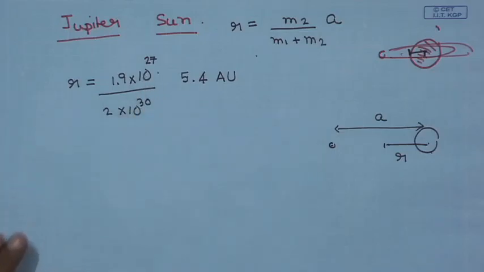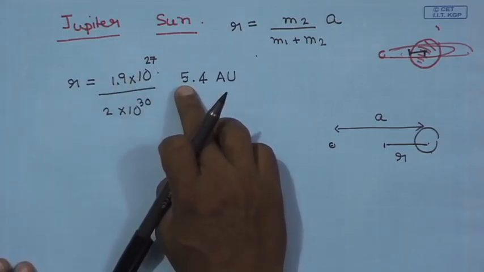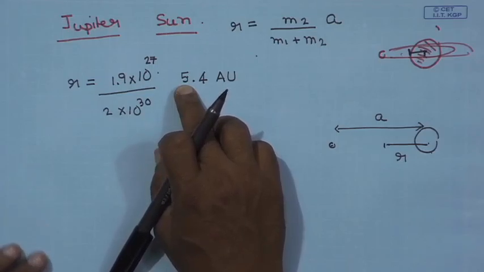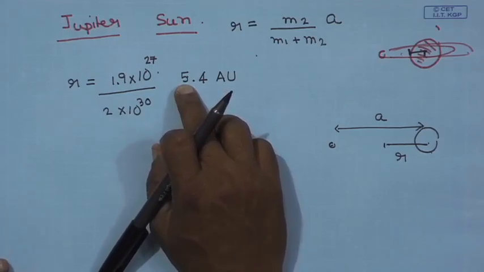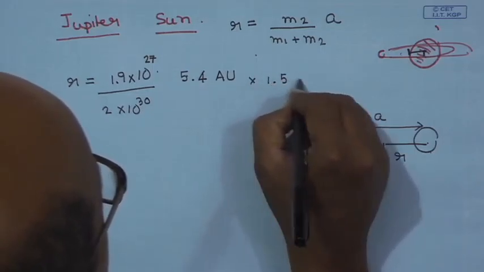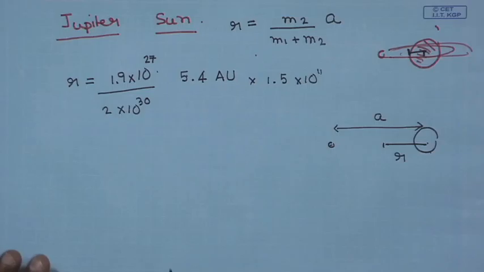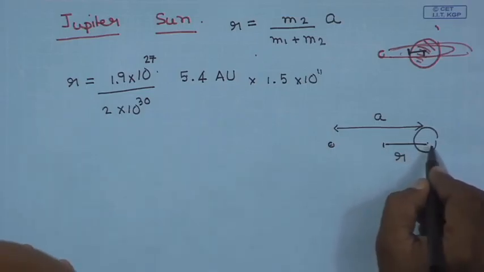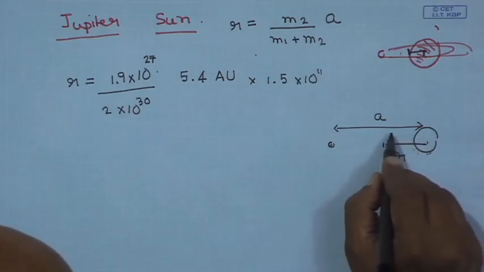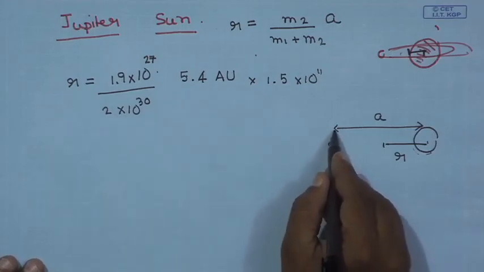The mass of the Sun is 1000 times larger, so this is approximately a factor of 1000 smaller, and we can convert this into meters. To convert it into meters, we multiply it by 1.5 into 10 to the power 11. This will give me the value in meters. So, that is the value of the distance from the Sun to the center of mass. It is 1,000th of the distance from Jupiter to Sun.